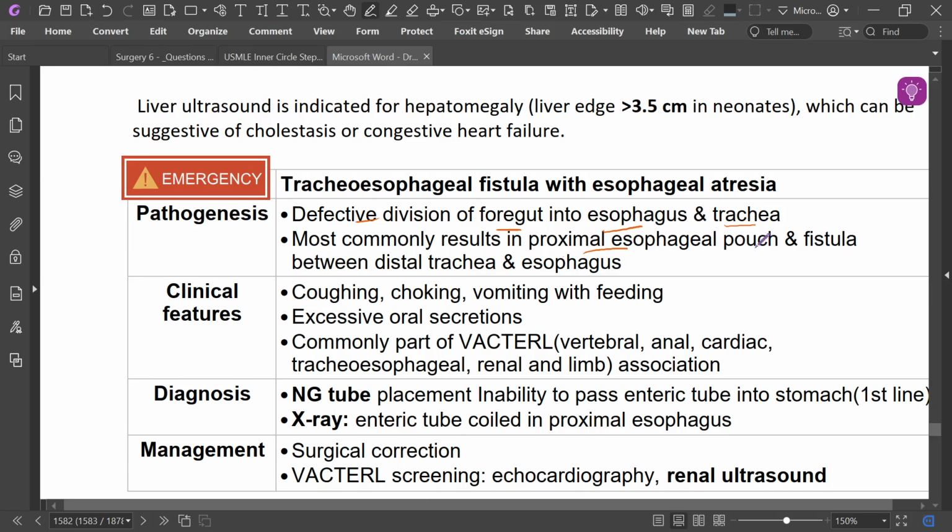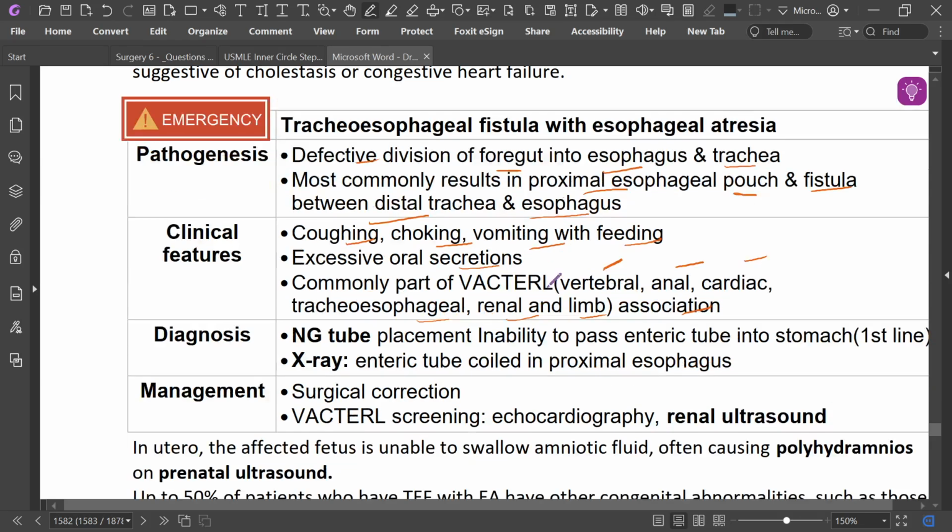Most commonly this results in a proximal esophageal pouch and a fistula between the trachea and the esophagus. Clinical features are coughing, choking, vomiting with feeding, and excessive oral secretions. It is commonly part of the VACTERL association: vertebral, anal, cardiac, tracheoesophageal, renal, and limb. Diagnosis is by NG tube placement, with inability to pass the enteric tube into the stomach.